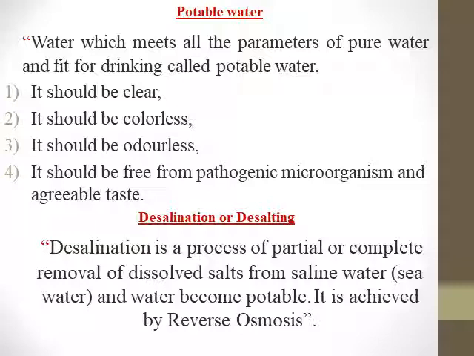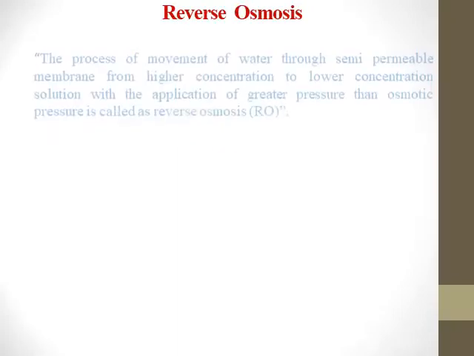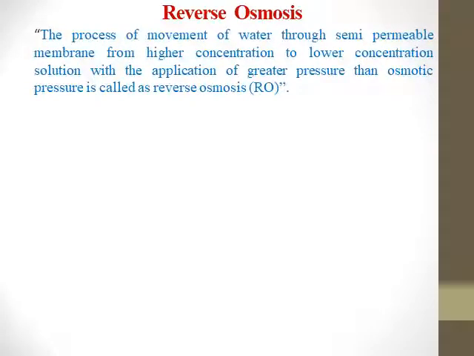And this desalination, the process of complete or partial removal of the salts, can be achieved by a process called reverse osmosis. Now what is the definition of reverse osmosis? The process of movement of water through the semi-permeable membrane from higher concentration, that is from the salt side, to a lower concentration, that is to the water side, with the application of a greater pressure than the osmotic pressure, is called reverse osmosis.